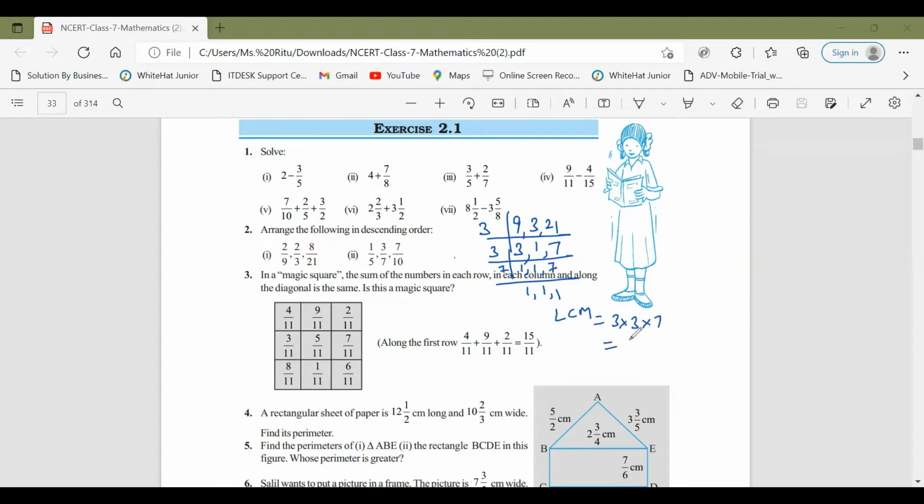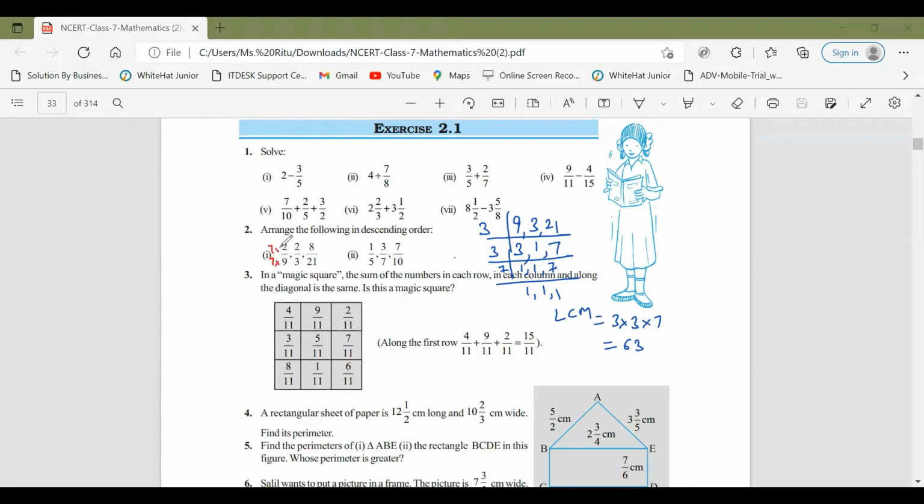So, that is giving us the answer as 63. So that means we have to make the denominator of all three fractions 63. How can we make it so? The first fraction has denominator 9. How can we make it 63? By multiplying it with 7, right?